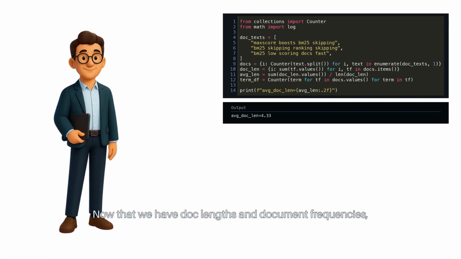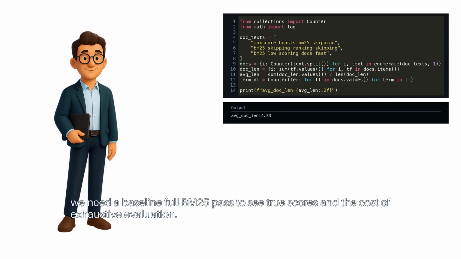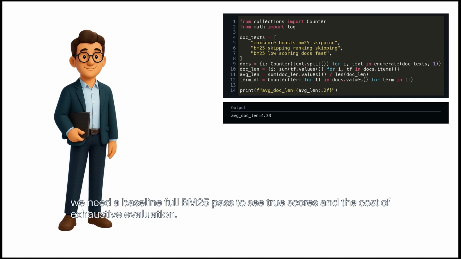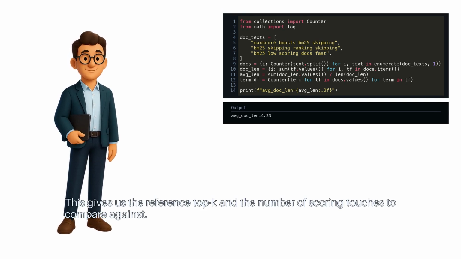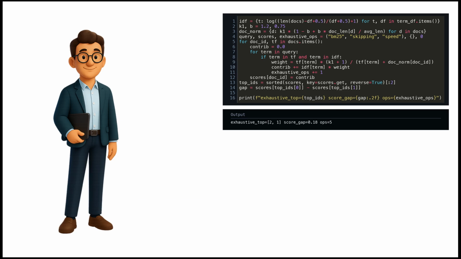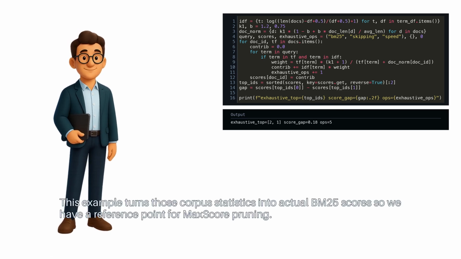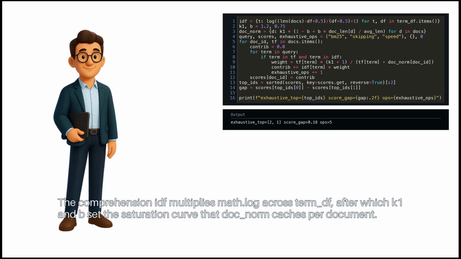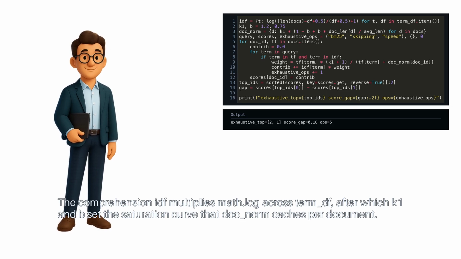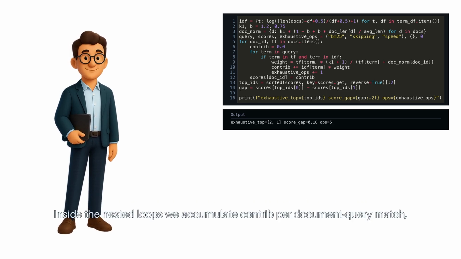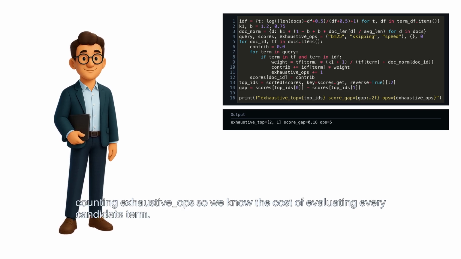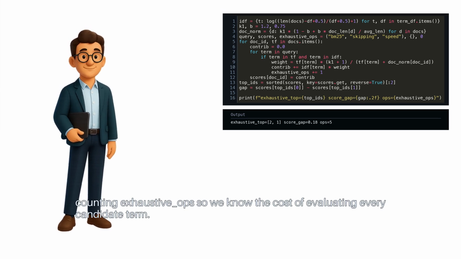Now that we have doc lengths and document frequencies, we need a baseline full BM25 pass to see true scores and the cost of exhaustive evaluation. This gives us the reference top K and the number of scoring touches to compare against. This example turns those corpus statistics into actual BM25 scores, so we have a reference point for MaxScore pruning. The comprehension IDF multiplies math.log across term DF, after which K1 and B set the saturation curve that doc norm caches per document. Inside the nested loops, we accumulate contrib per document query match, counting exhaustive ops, so we know the cost of evaluating every candidate term.